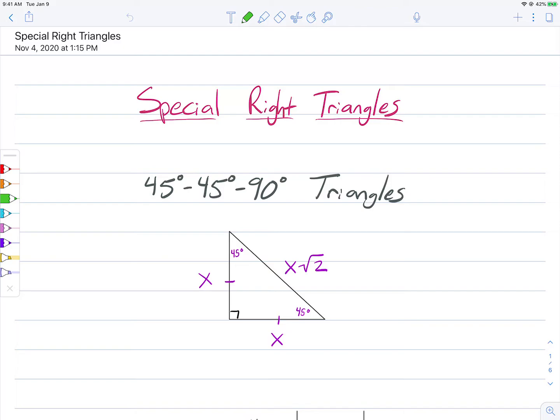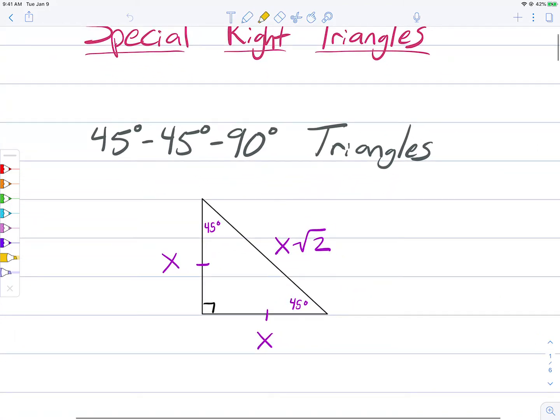Special right triangles. We're going to talk about two very specific types of right triangles before we get further into trigonometry, but we're going to be using our ideas of radicals that we have been practicing to find missing lengths of specific right triangles. The first type is a 45, 45, 90 degree triangle. The side lengths of a 45, 45, 90 degree triangle are always x, x, and x root 2.